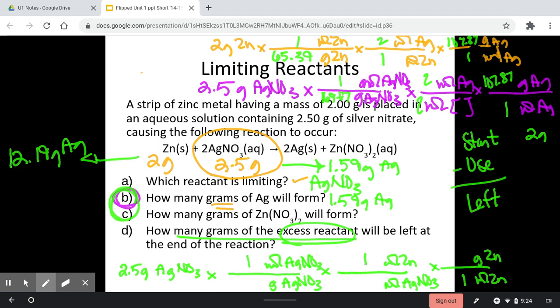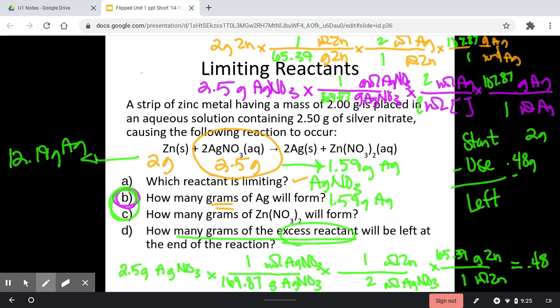Moles of AgNO3 to moles of zinc, and we need grams of zinc because our starting amount is in grams. So 1 mole, 1 mole. This is 1 to 2. And then we already calculated silver nitrate is 169.87 and zinc is 65.39. Okay, let's do this real fast. So 2.5 times 65.39 divided by 169.87. Also divided by 2.